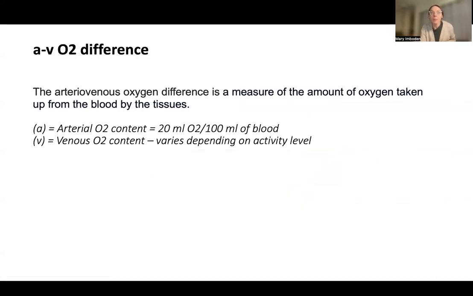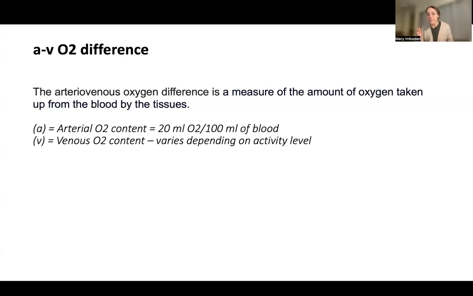Let's turn now to that peripheral component, our AVO2 difference. So our arteriovenous oxygen difference is the measure of the amount of oxygen taken up from the blood by our tissues. Think of it as how much oxygen is in our blood on the arterial side versus how much is in our blood on the venous side returning to the heart. On the arterial side, we always want it to be 20 milliliters of oxygen per 100 milliliters of blood, and that shouldn't change.